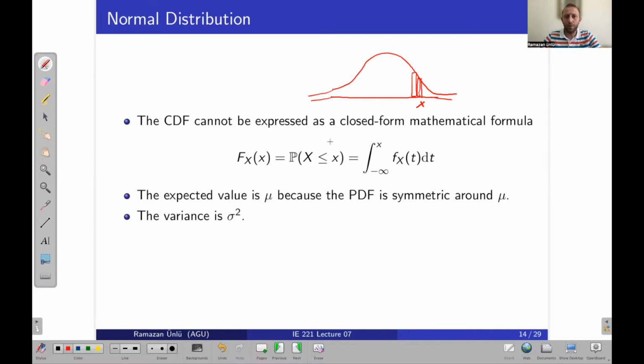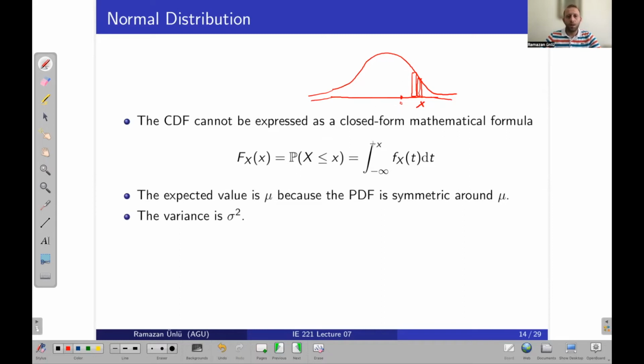So that's why for the CDF of the normal distribution, you will find a table. I'm going to show that table, and you will use that table to calculate the CDF of the normal distribution. In other words, if you are asked what is the probability of X less than or equal to some value, you will find this value on the table, and the probability will be given to you.